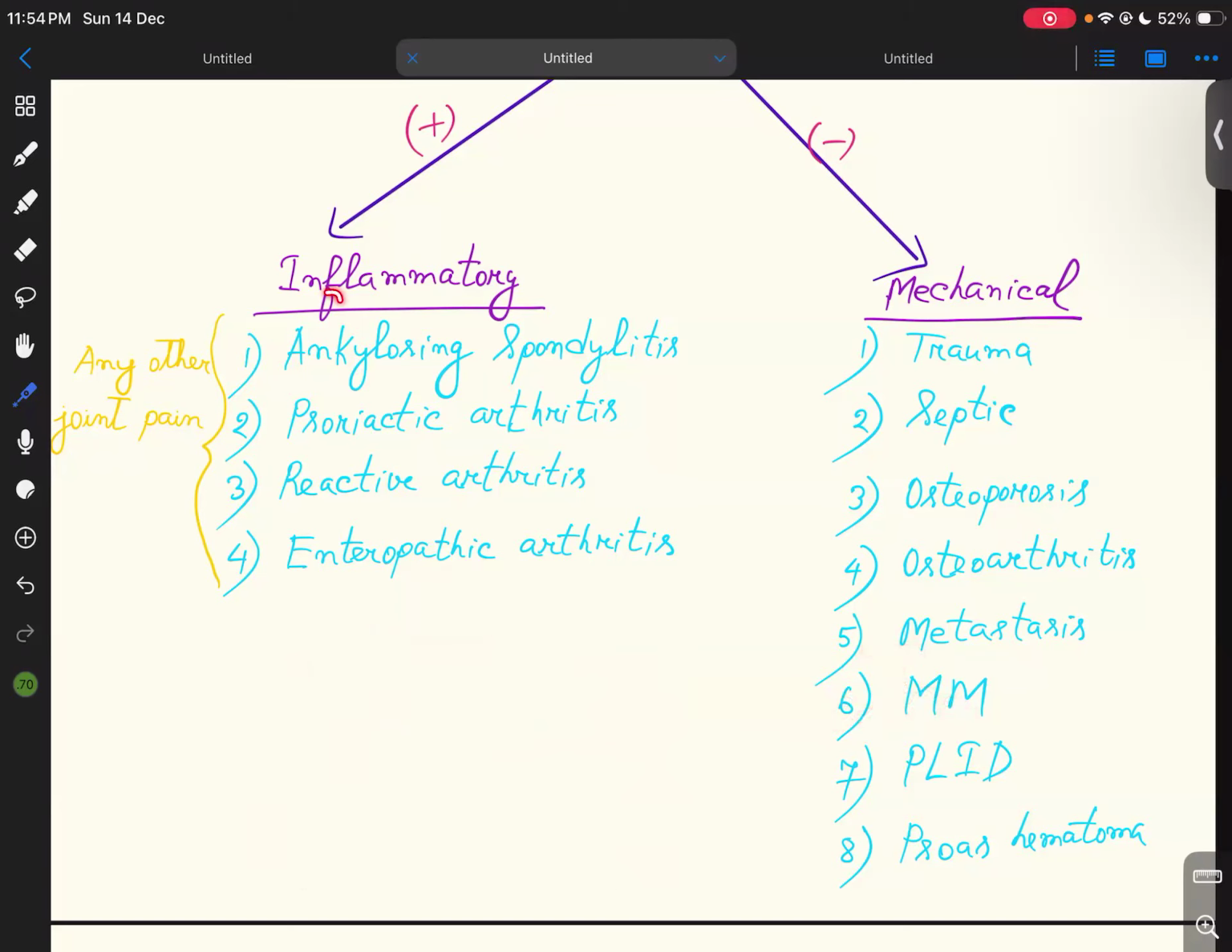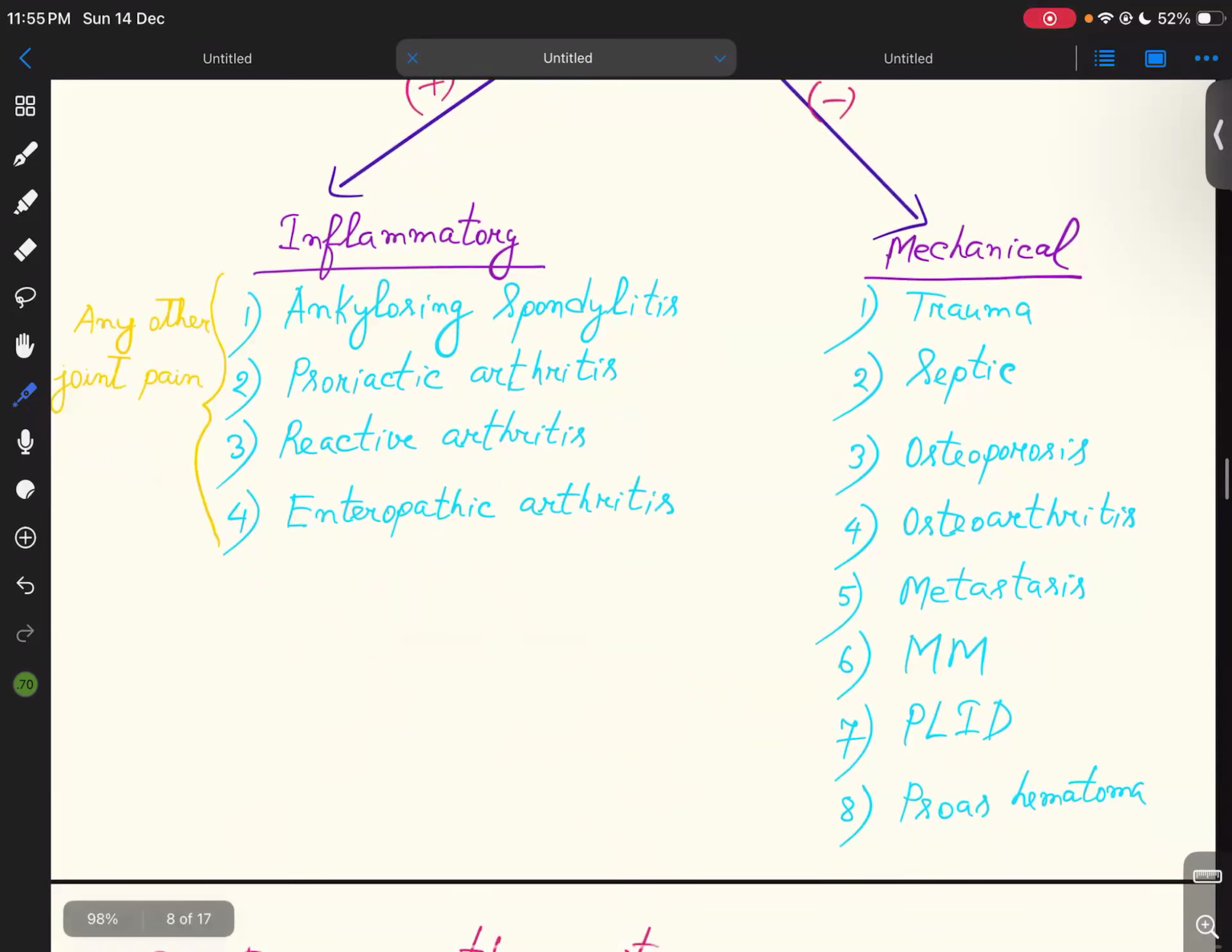And for ankylosing spondylitis, there is no screening question. Low back pain itself is the presenting symptom of ankylosing spondylitis. There can be other joint pain also. So let me give you some examples.